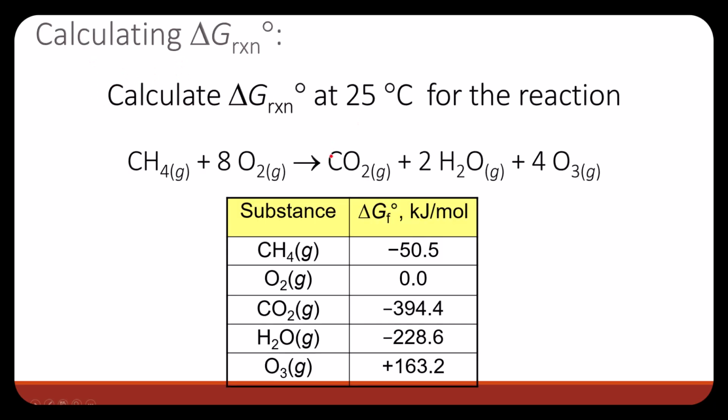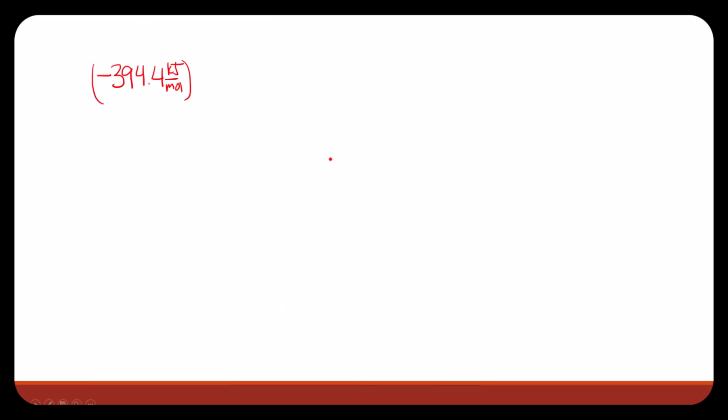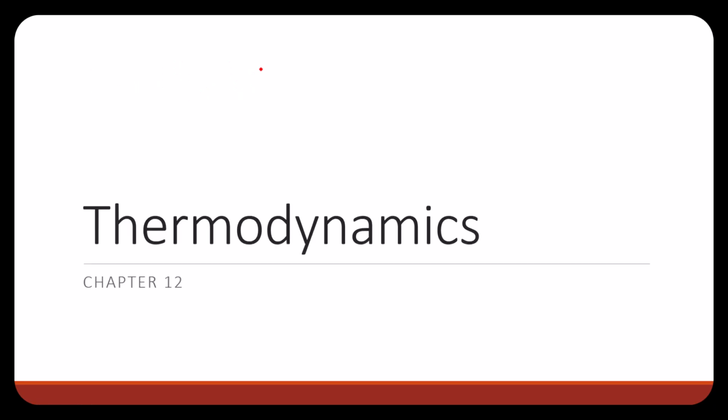So we're going to take negative 394.4 kilojoules per mole. Then we have to take into account how many moles we're making, and we're making 1. We multiply that by 1 mole. Now I'm going to add that to the other 2 products.